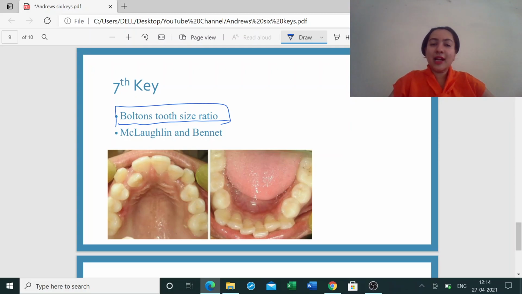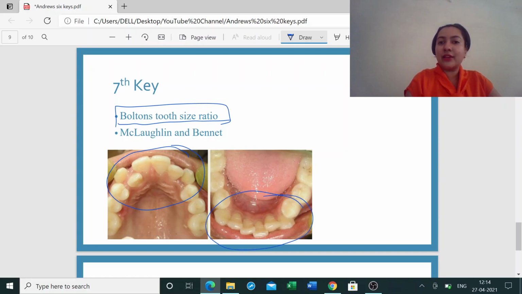What is done is upper and lower teeth Bolton's is calculated. We should know what is the Bolton's error, whether there is excessive tooth material or there is excessive space in the arch. If the tooth material is excessive, it will lead to crowding. If the tooth material is less and arch length is more, it will lead to spacing. So in both the figures, you can appreciate that there is upper and lower anterior crowding.